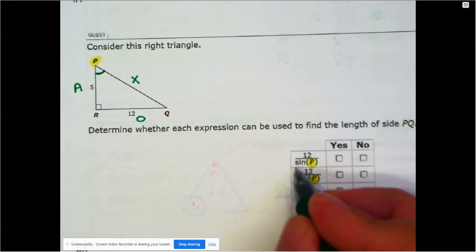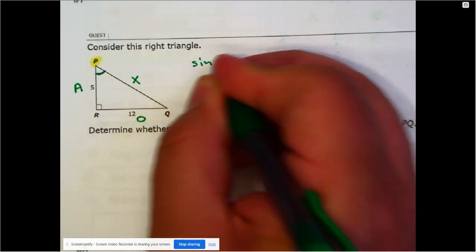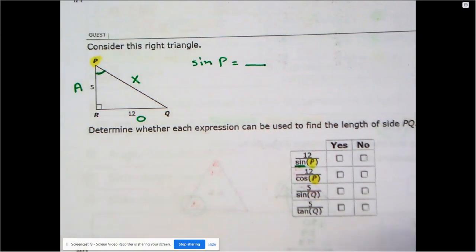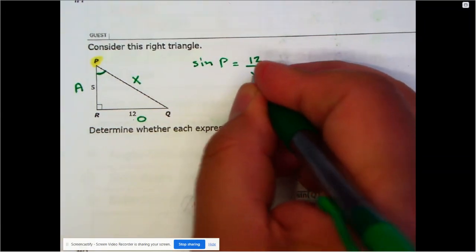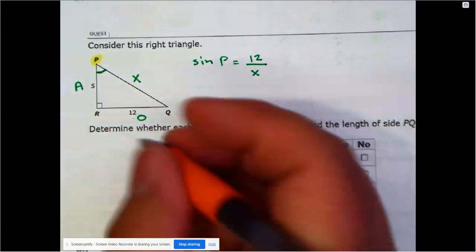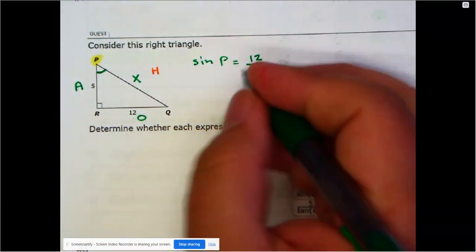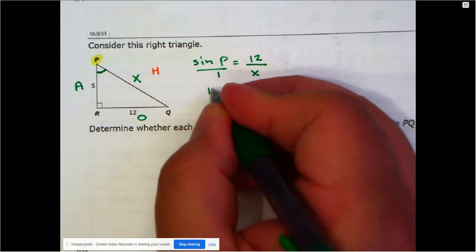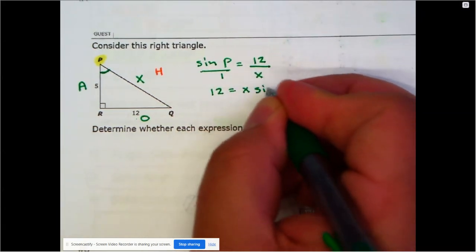All right, first one they said is sine. Then I'm going to set it up. Sine of P is equal to a fraction. According to my friend SOHCAHTOA, opposite over the hypotenuse. So there's the opposite over the hypotenuse right there. I forgot the H from earlier. And when I do this, little cross multiplying, 1 times 12 is 12. X times sine is X sine.